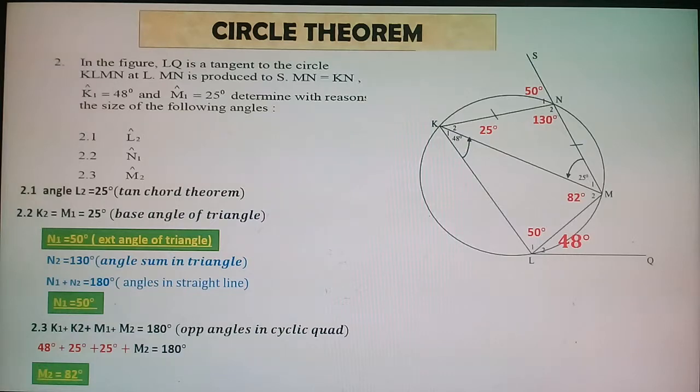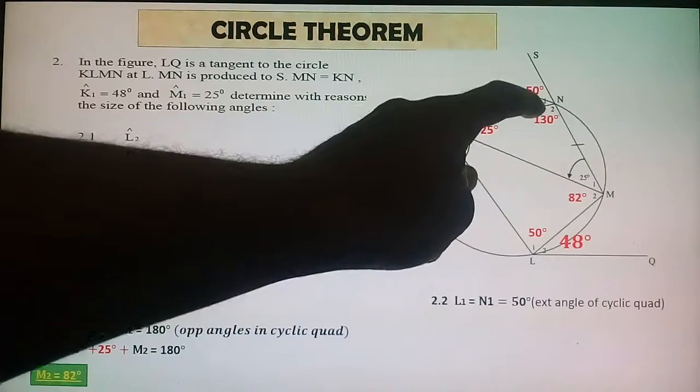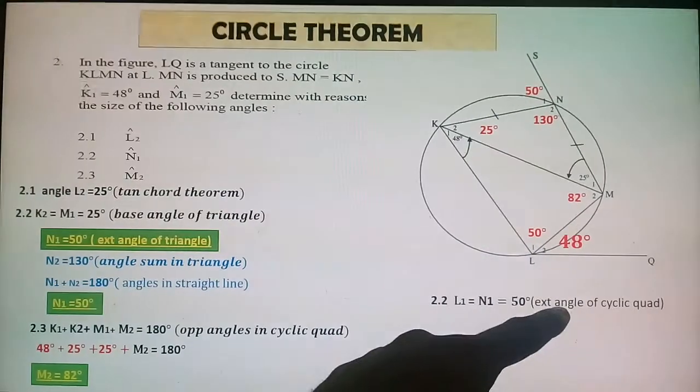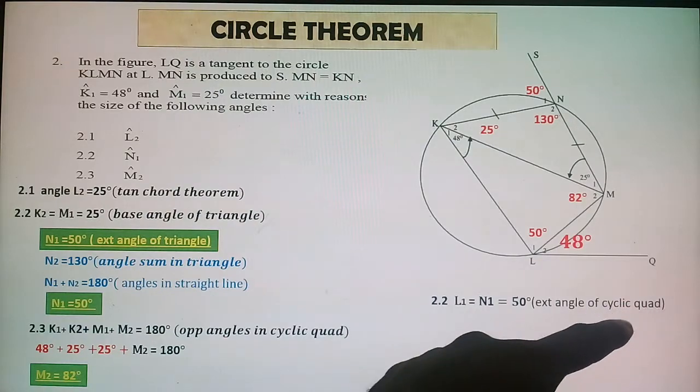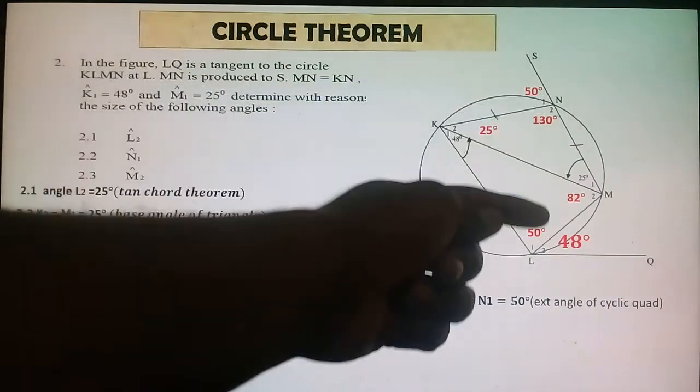Can you use another method for that one? Yes, we can use another method. Now let's follow that method. You know that L1 equal to N1. The reason for that, the exterior angle of a cyclic quadrilateral. That's why we have N1 equal to L1.